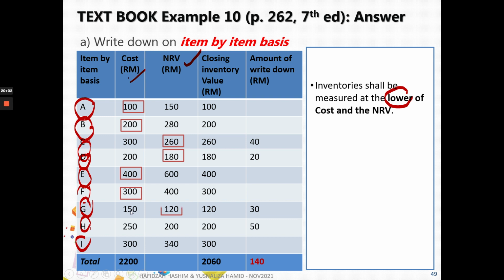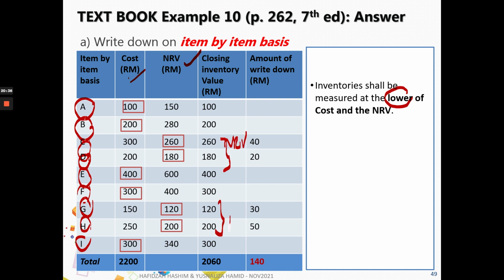For item G, the NRV is lower than the cost, so there is a write down of 30. You need to adjust that. And then item H, the NRV is lower than the cost and the difference was 50. This needs to be written down. And the inventory for G and H are valued at NRV. For I, the cost is lower, so we will value it at cost. So what you would notice is that these are at NRV.